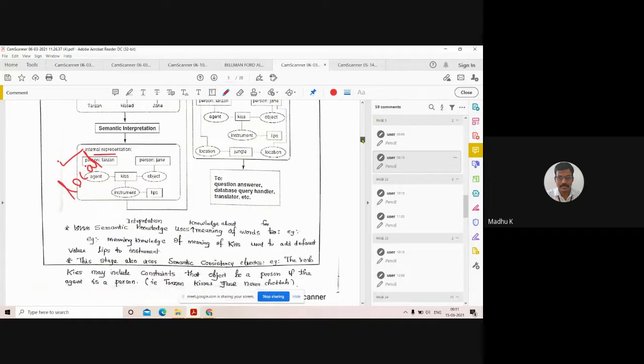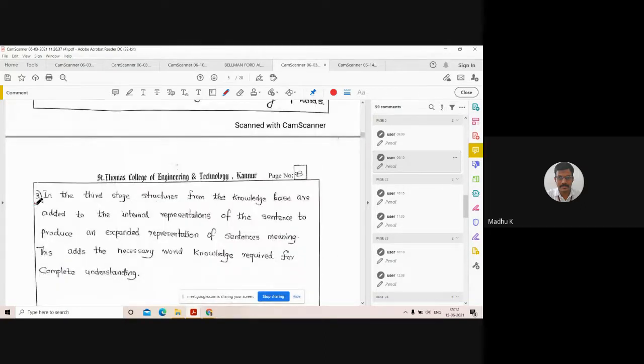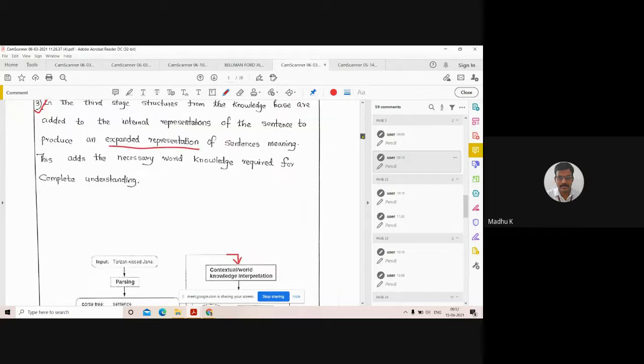Then these are the three topics. Here, what is the third stage? This expanded representation is created. Just to go through these notes.